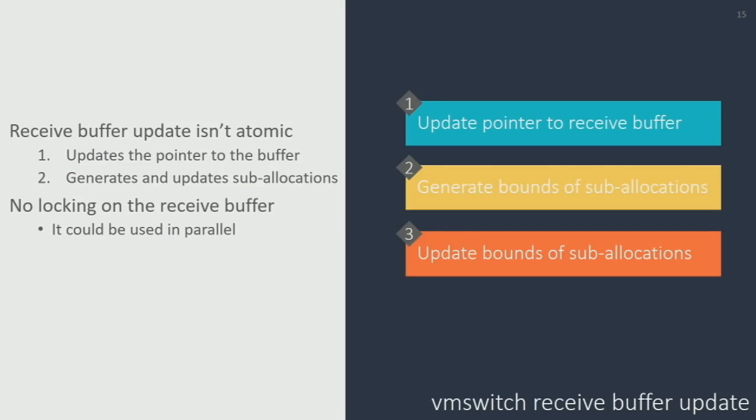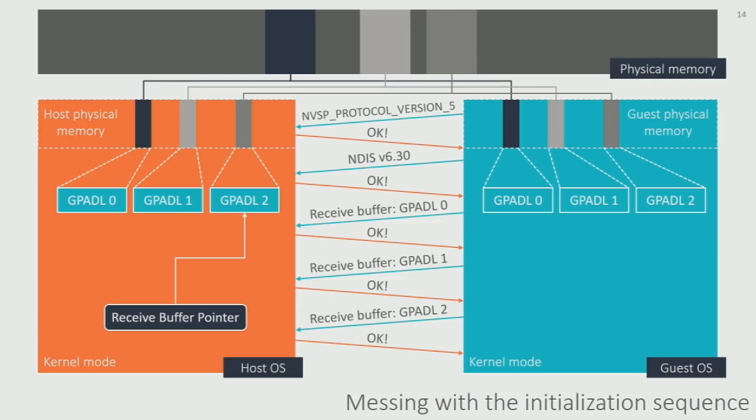But the thing that's interesting is the way that the receive buffer is initialized and in turn how it's updated, because it turns out we are able to send the receive buffer more than once, and that operation is not atomic. Because the team did not necessarily expect an attacker to send more than one receive buffer, there is also no locking on this operation. If you take a look at how the buffer update works, there are three steps. The first step, what I was just showing in the slide before, is updating the receive buffer pointer.